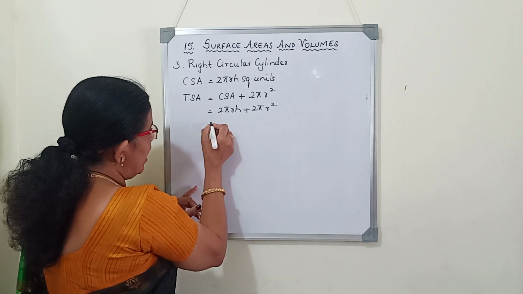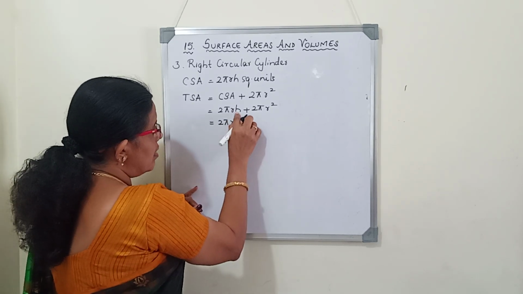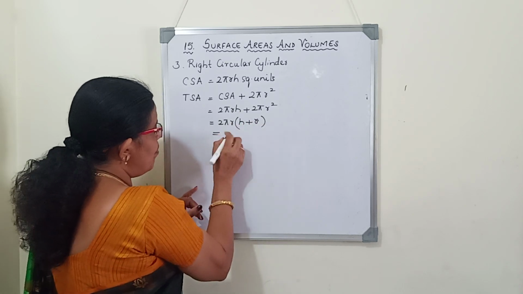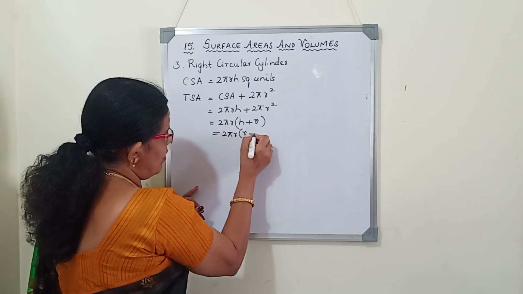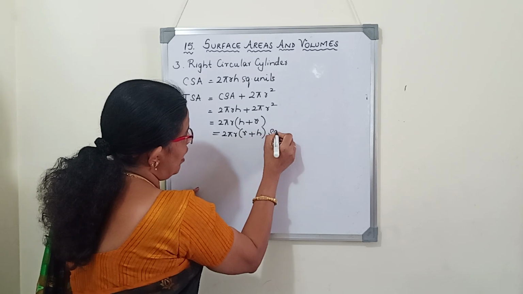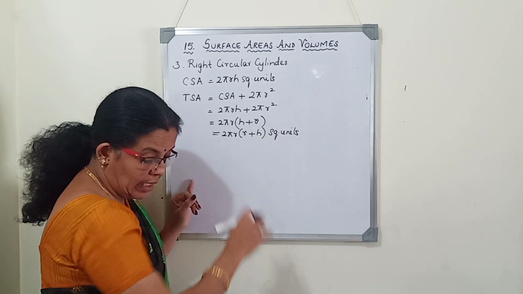Here we can take 2 pi r common. The remaining letter is h here and r here. So 2 pi r into h plus r, or you can write 2 pi r into r plus h, easy to say. 2 pi r into r plus h square units. This is the TSA of a cylinder.